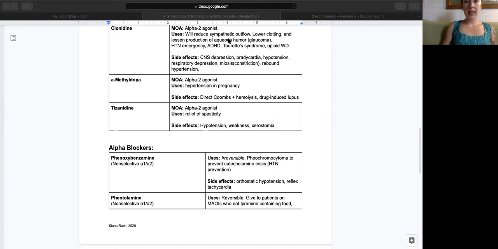So let's think about this. Why would some side effects of alpha-2 agonists be hypotension? Sounds like a great quiz question. Well, let's scroll down again, shall we? And explore why these alpha-2 agonist type drugs could cause hypotension.